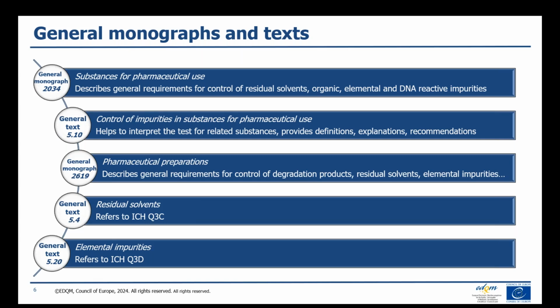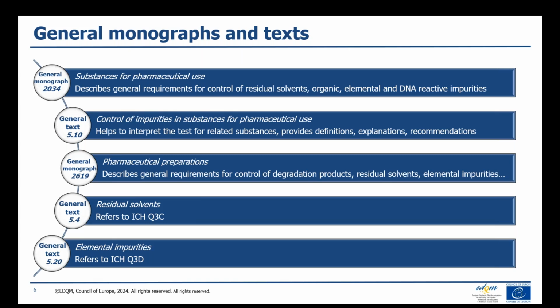Then there is another important text, which is the General Text 5.10 on the control of impurities in substances for pharmaceutical use. This is a general text which is really helpful to interpret the test for the related substances. It also provides some definitions and explanations on how you have to interpret the related substances test. So mainly when we discuss old monographs.